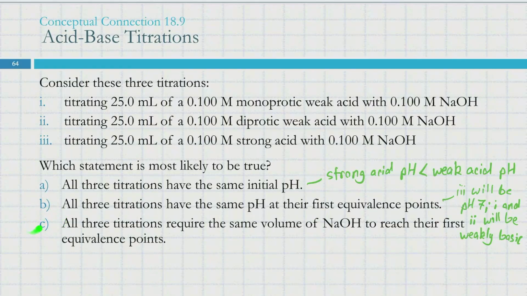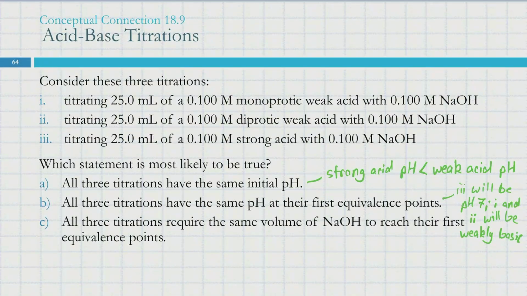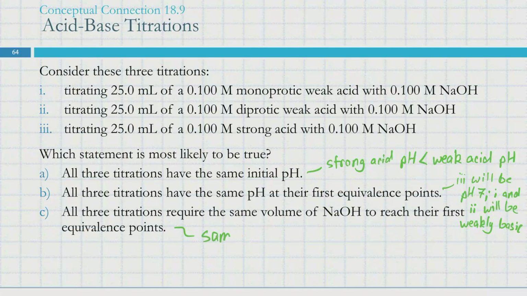Number 3, or letter C, is the correct answer here because we've got the same volume and the same concentration, so we have the same number of moles or millimoles of our weak acid, our diprotic weak acid, and our strong acid. So we just need to add that same equivalent amount of our sodium hydroxide to pull off that first proton. So that's because we have the same moles of each acid.